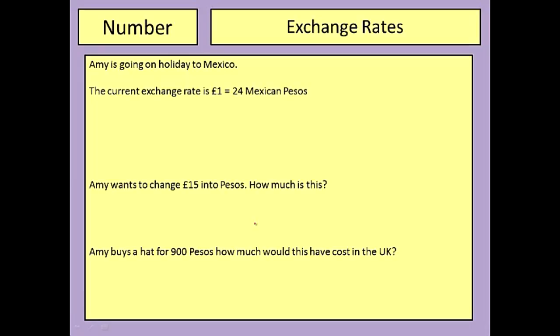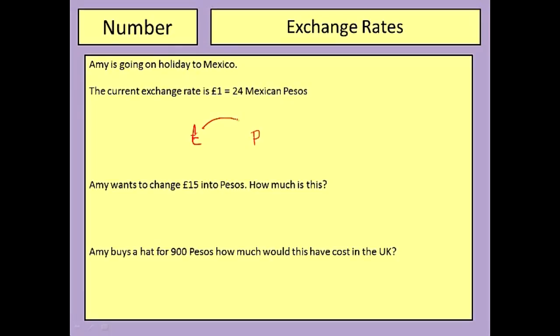Amy's going on holiday to Mexico. The current exchange rate it gives me is £1 equals 24 Mexican pesos. Before I even look at any of the other questions, we're going to set up something which is going to help us throughout all of the different parts of this question. So the first thing I'm going to write in is the pound symbol. Because I don't know what the peso symbol is, let's just call that a P, which is fine.